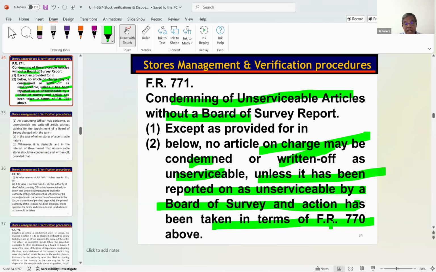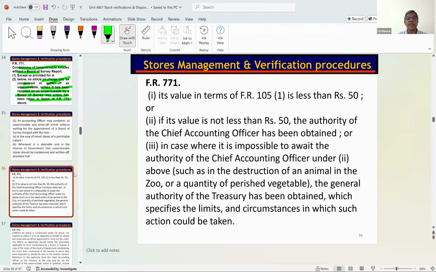board of survey එකදී ඒක unserviceable කියලා detect වෙලා ඒගොල්ලෝ recommend කරලා නැත්තම්. So that is the authority vested to the board of survey to decide whether an item is serviceable or unserviceable. So the important points.